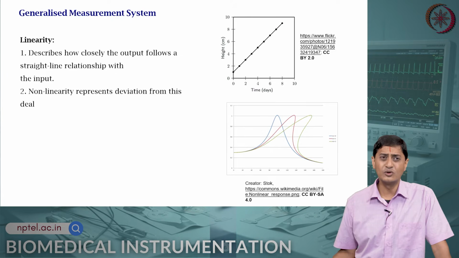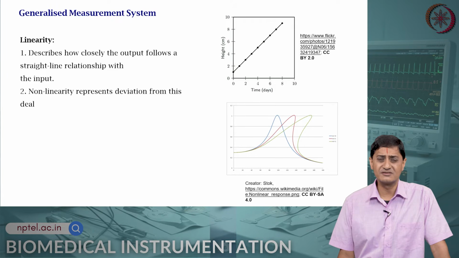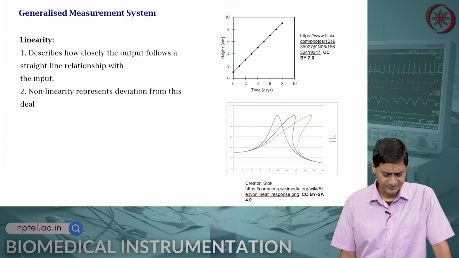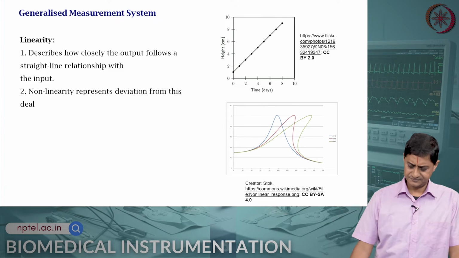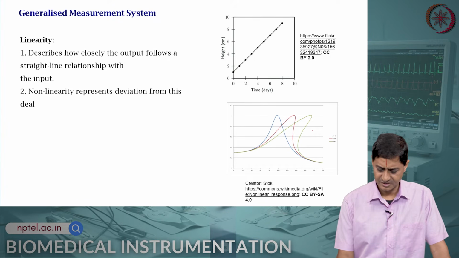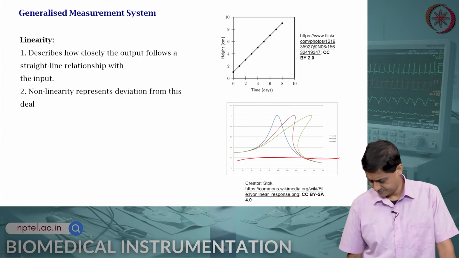Linearity: how closely the output follows a straight line relationship with the input, how the output and input are related through a straight line, y equal to mx plus c or whatever. Any deviation from this linear behavior is considered non-linearity. For example, these are non-linear responses.